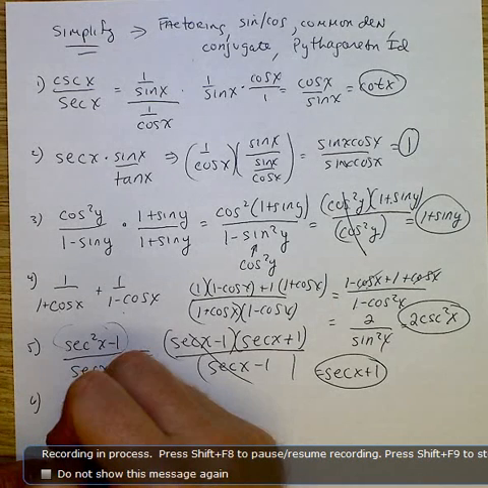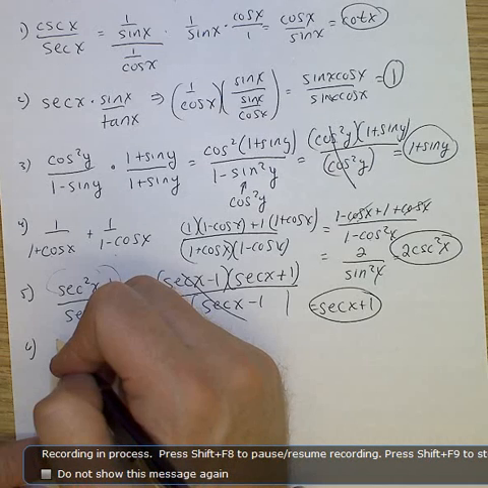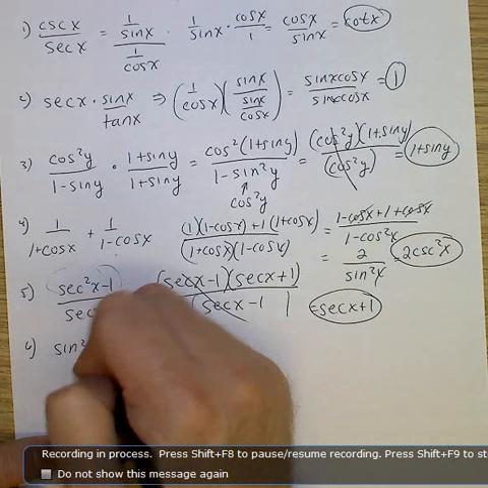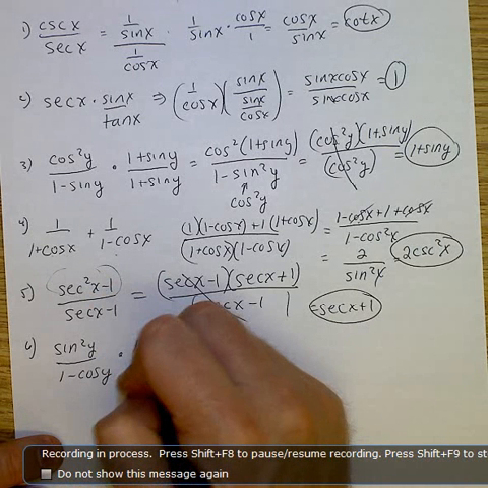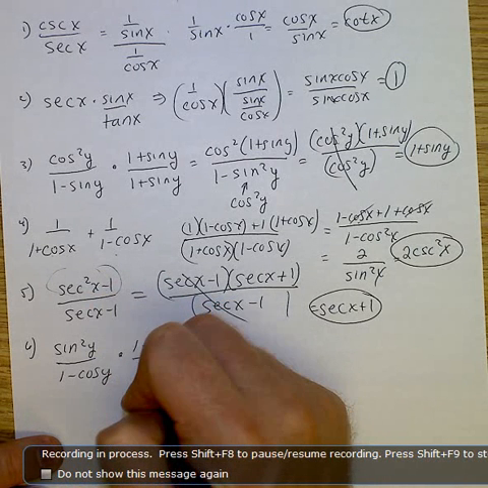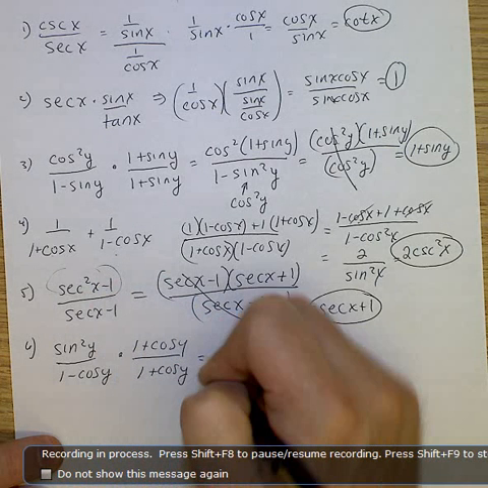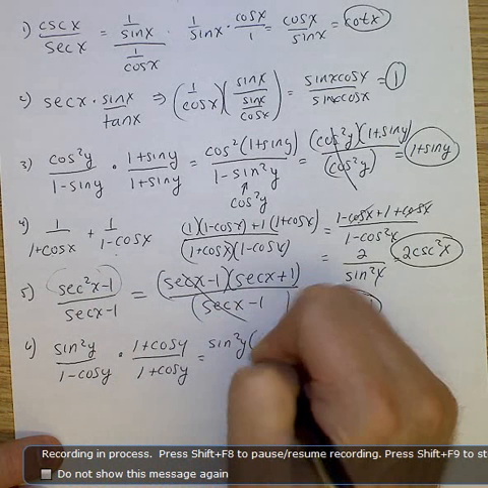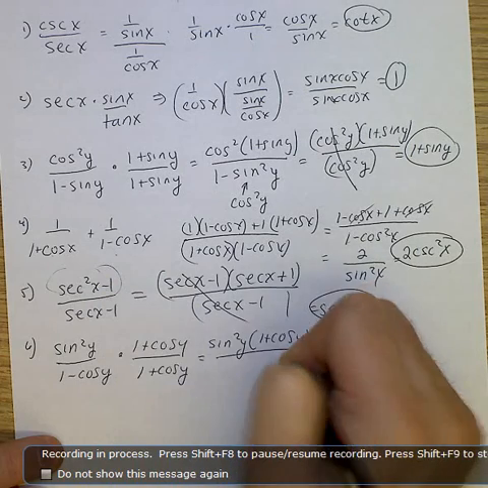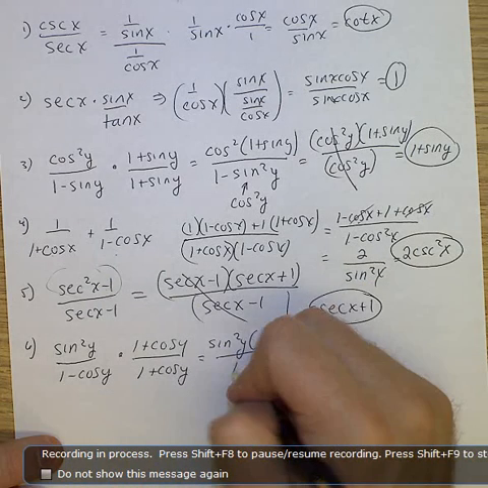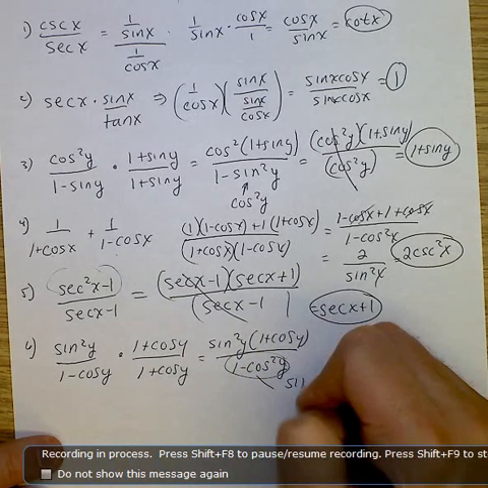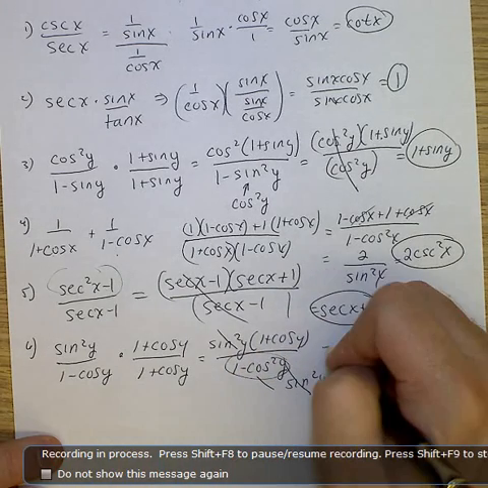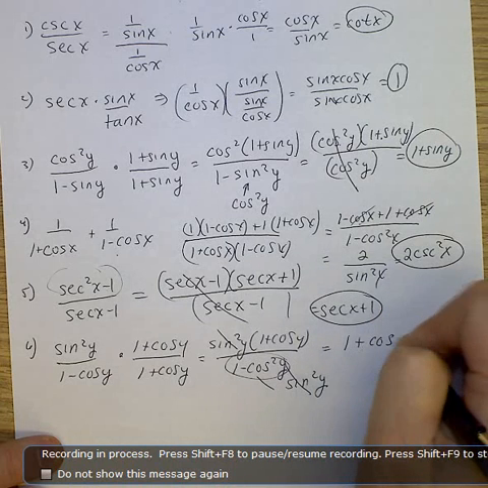Next, if the problem asks you to remove a fraction, let's assume you had sine squared y over 1 minus cosine y. The instruction is to get rid of the fraction. You're always going to use the conjugate, 1 plus cosine y over 1 plus cosine y. You do your math. Your denominator becomes 1 minus cosine squared y. That's a Pythagorean identity. That's the same as sine squared y. The sine squares cancel out, and your answer is 1 plus cosine y, and notice there's no fraction.